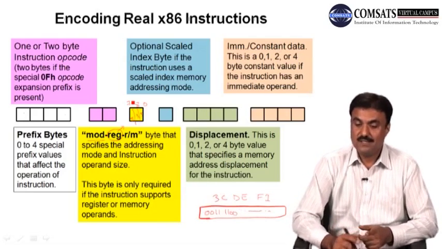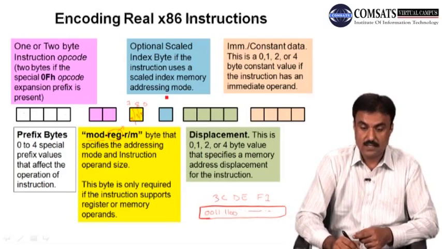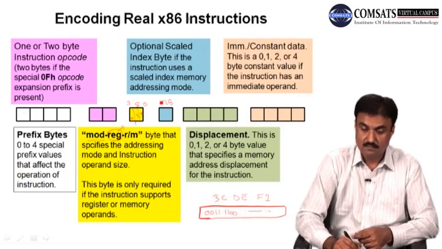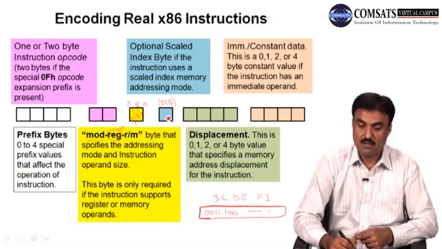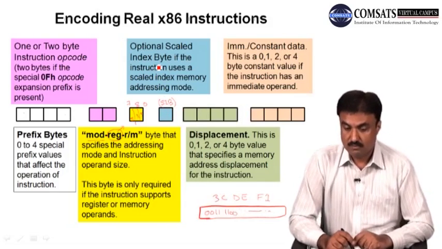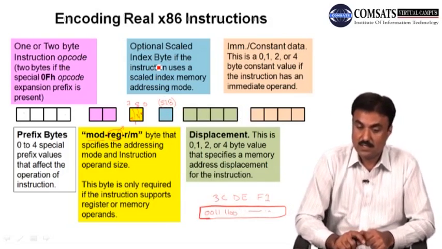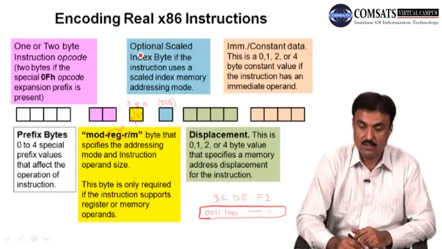The next byte is called the SIB byte, scale index byte. The short form is SIB byte. Not all the instructions are using the SIB byte. However, it's available, and that is the reason we call it optional. So this is the optional scale index byte.